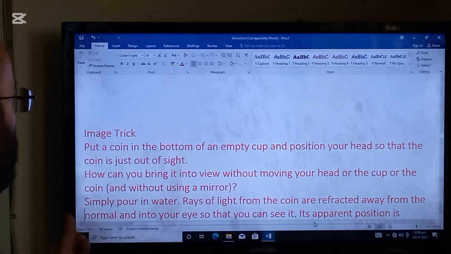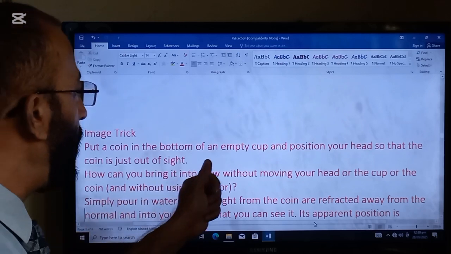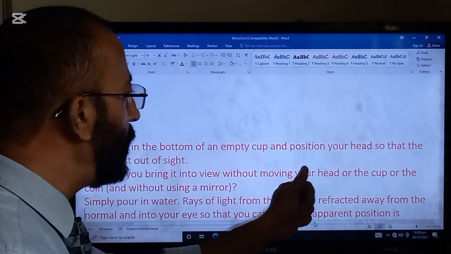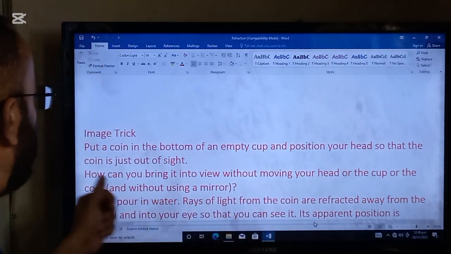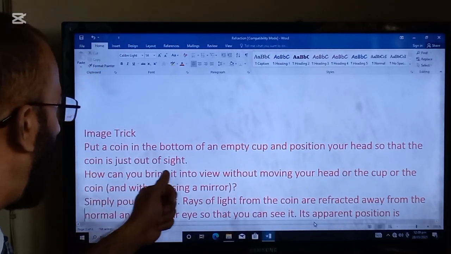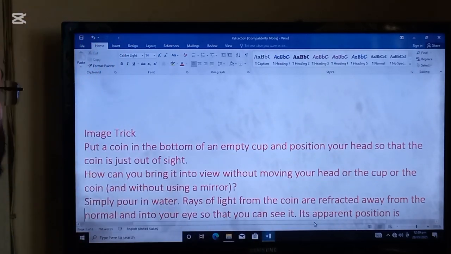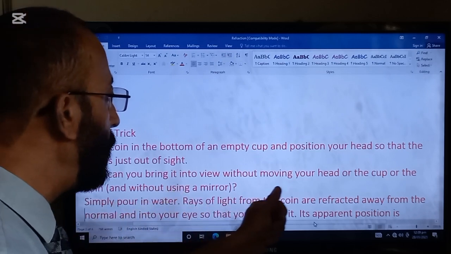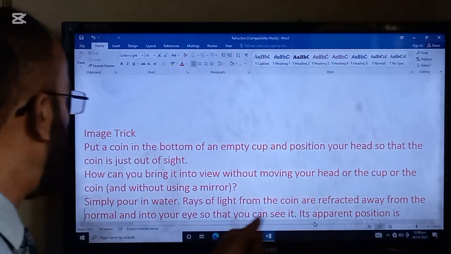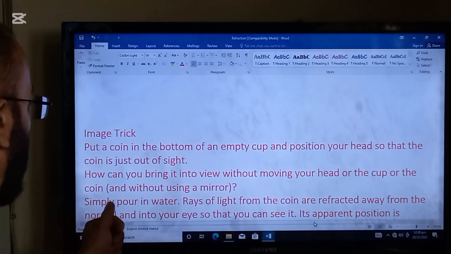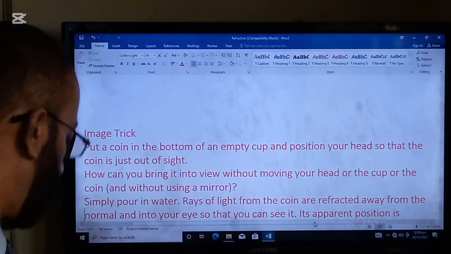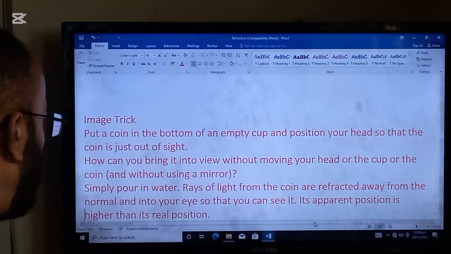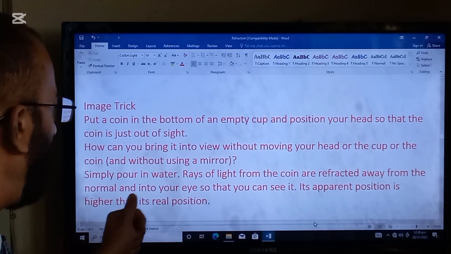Image trick. Put a coin in the bottom of an empty cup and position your head so that the coin is just out of sight. How can you bring it into view without moving your head or the cup or the coin and without using a mirror? Simply pour in water.